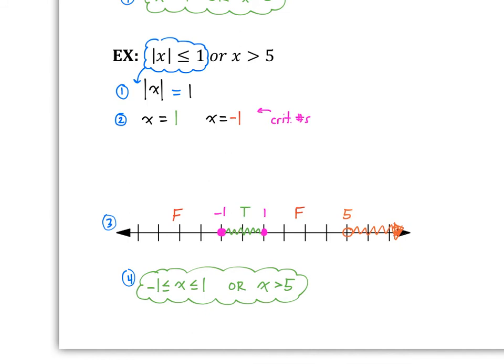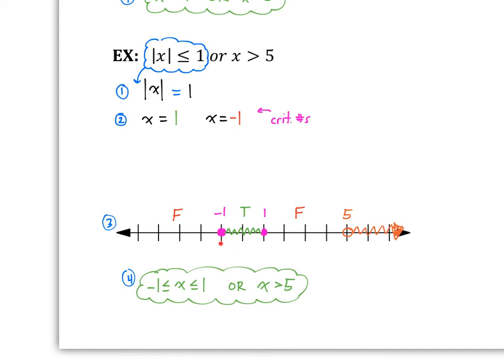This next example has two parts. We have absolute value of x is less than or equal to 1, or x is greater than 5. I can certainly go ahead and jump to x is greater than 5 and put that on my number line and graph that as it is, okay? To solve the absolute value inequality portion, we just follow the same steps. We make it an equation and we solve for our critical numbers. In this case, we get two critical numbers, positive 1 and negative 1.